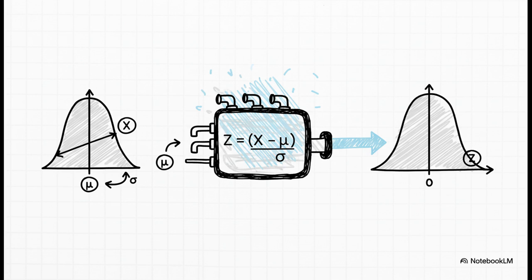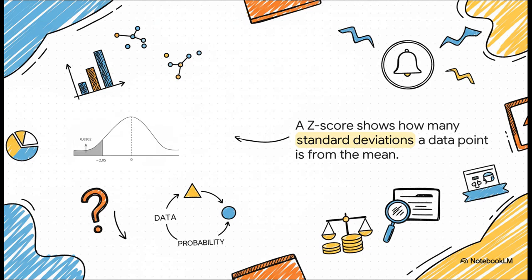I want you to think of this formula as a universal translator. It takes any data point from any normal distribution and converts it into a standard language that we can easily compare. So, what does a z-score really tell you? It tells you exactly how many standard deviations away from the mean your data point is. A z-score of 2 simply means your point is 2 standard deviations above the average.